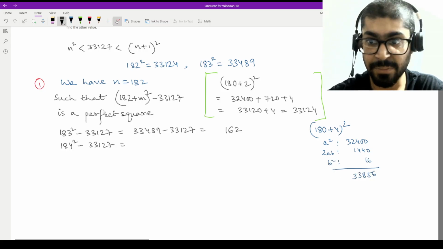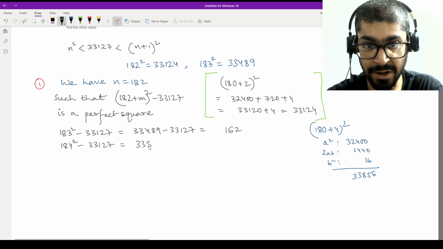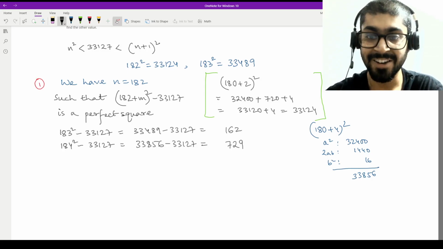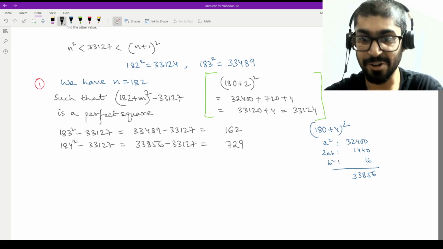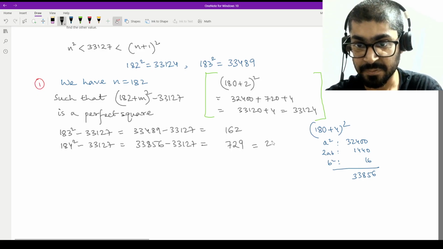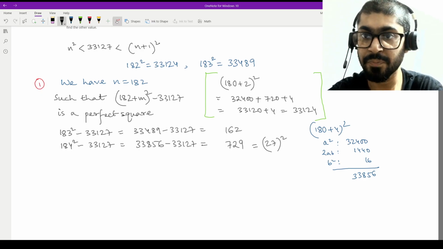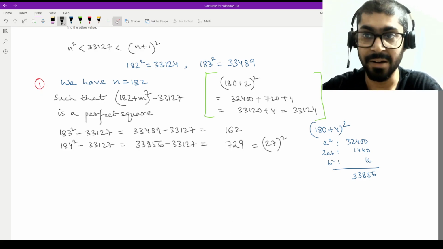So this basically becomes 33856 minus 33127, which is 729. Jackpot, right? Because 729 we know is 27 square. This is because 729 is basically 3 to the power 6, right? From there we can understand. How do I know 3 to the power 6?